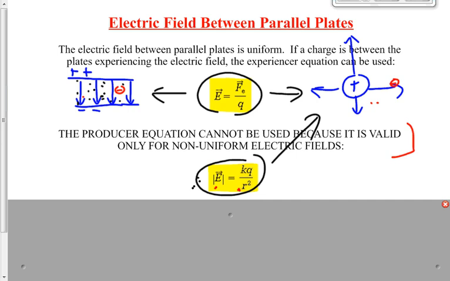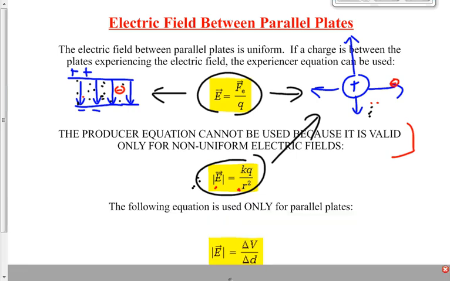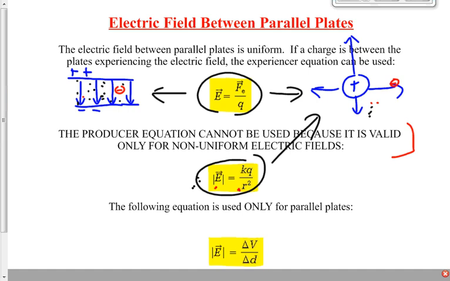By symmetry, if we have two equations that are valid for a non-uniform field, the field that we've been dealing with up until this point, then we need two equations that are valid for a uniform field. The equation that you see on the bottom is the one that's valid for parallel plates or things that approximate parallel plates, anytime you have a uniform field.